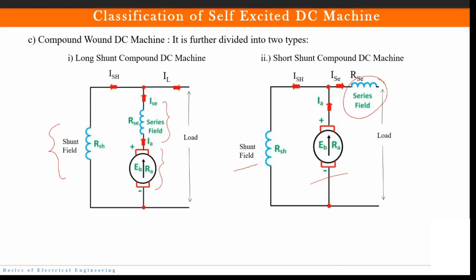Secondly, let me just tell you what all parameters are mentioned here. Now here the load is connected at the output. Okay. And I_SH is the shunt current, I_L is the load current, and SE signifies series. Fine. Now let us understand the working of DC motor. So how does DC motor operate?